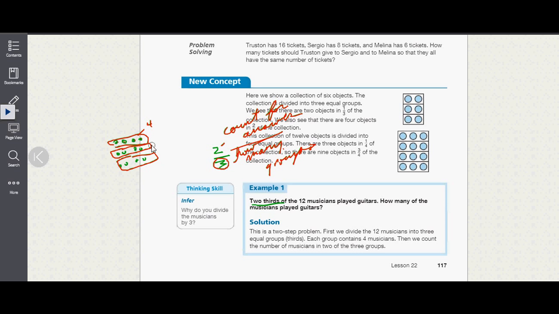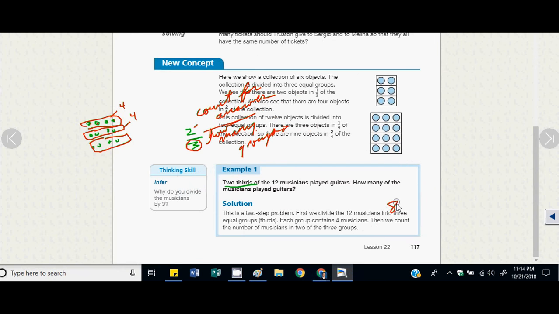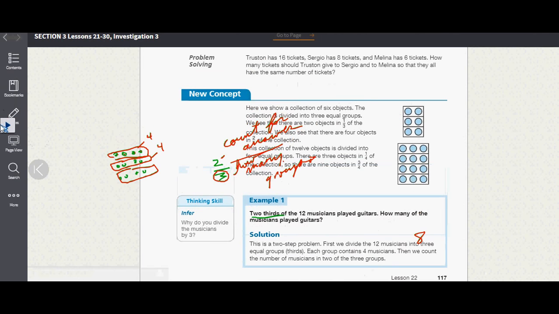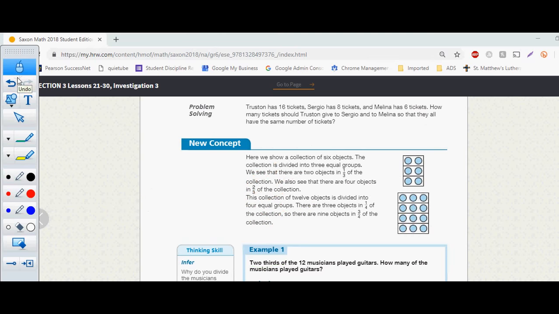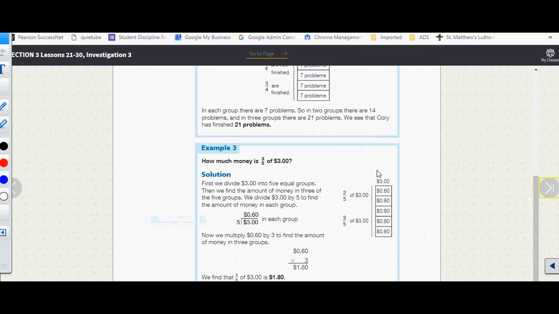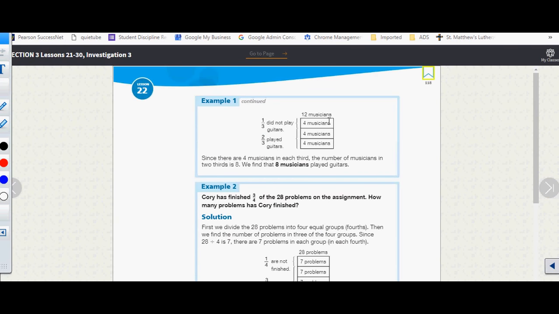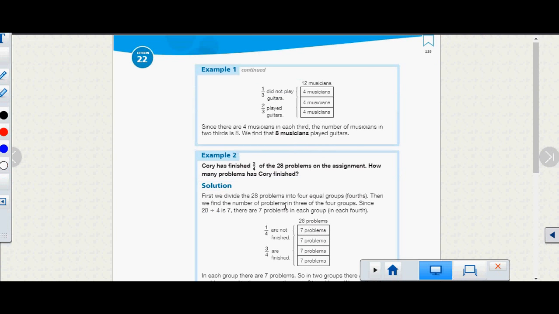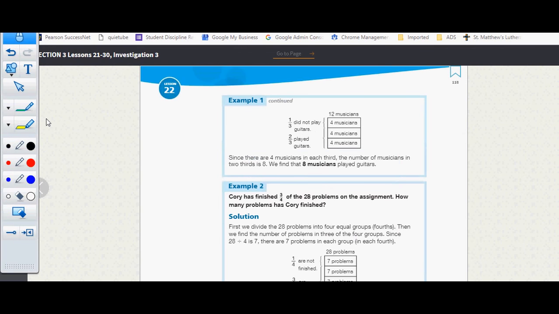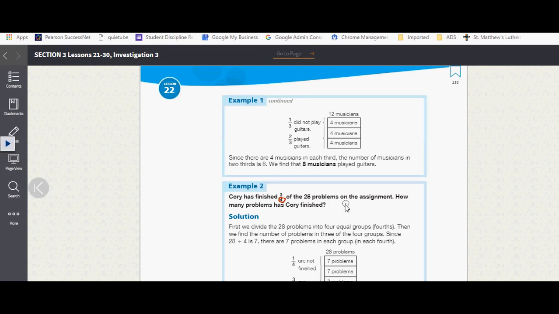We need 2 of these, so it's going to be 4 plus 4, and our answer will be 8 if I'm not mistaken. Let's take a look at the next page. Looks good. This is their neater drawing of what I just did. Corey finishes 3/4 of the 28 problems, so we start with the denominator, and we divide 28 by 4, which gives me 7, and then I multiply by 3.